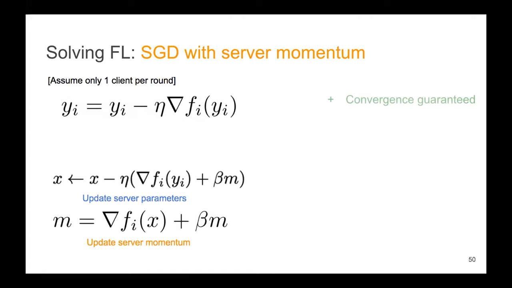So what can we say about this? Well, it does converge. That's a pretty standard result. Again, just like before, you might have to communicate frequently because you're essentially doing one communication round per update on the client.